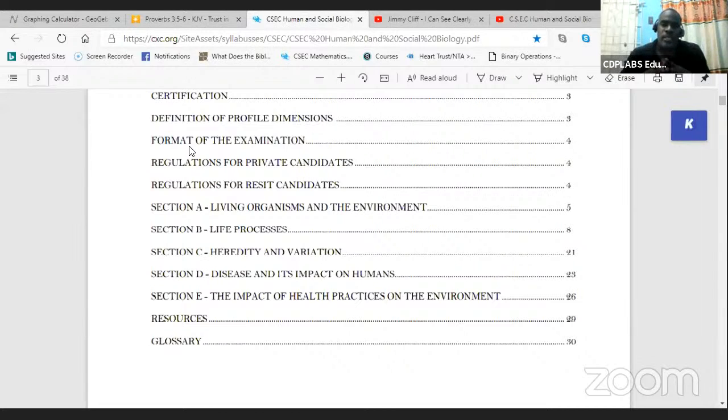Section E deals with the impact of health practices on the environment. So you'll speak about the water cycle, purification of the water, small scale and large scale purification. We'll talk about the sewage plants, and we'll talk about pollution.